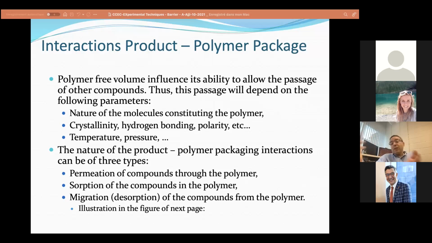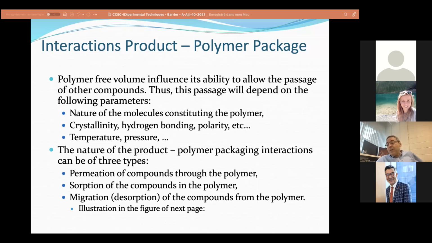Crystallinity also is important. A crystal is a perfect structure, so there is no permeation in a crystalline phase. Whatever it is, a metal, a glass, or a polymer, the crystalline phase is impermeable. So the permeation happens only for polymers in the amorphous phase, or at the interface between amorphous and crystalline phases. The permeability also is affected by hydrogen bonding, so the polarity of the polymer will have a certain importance, and environmental conditions, temperature, pressure, etc.